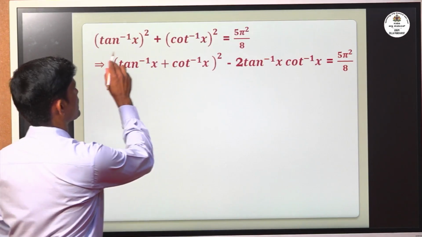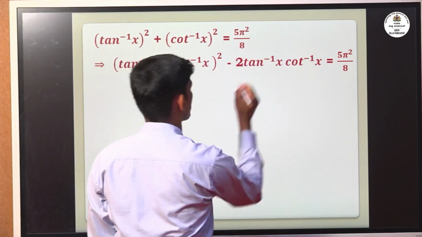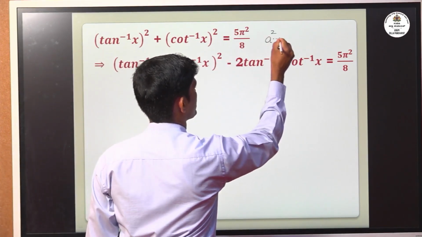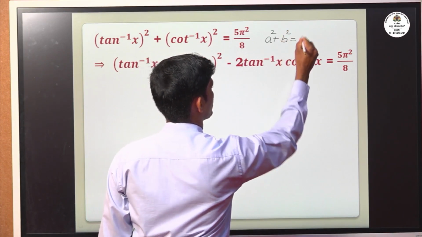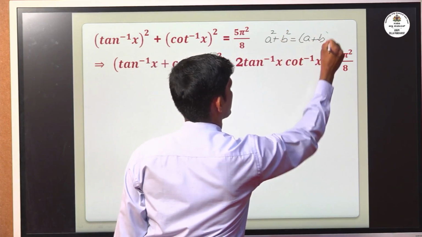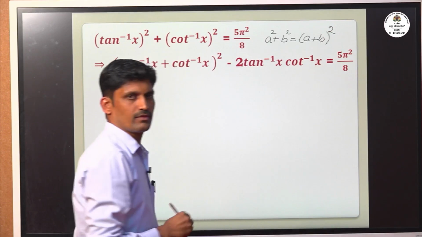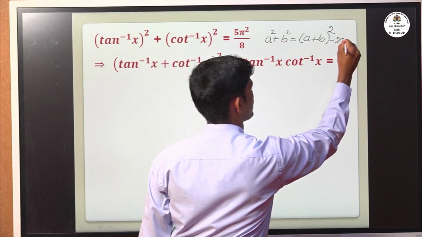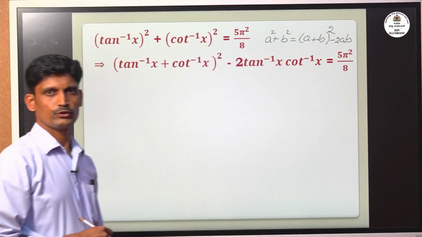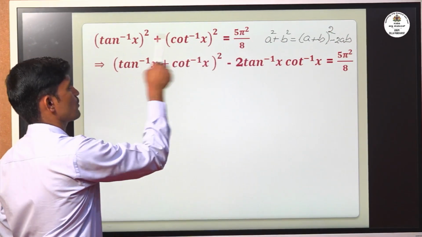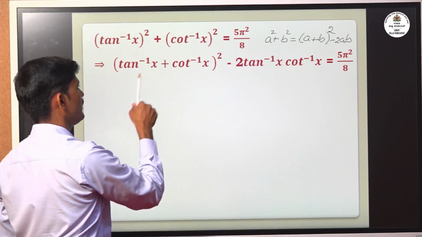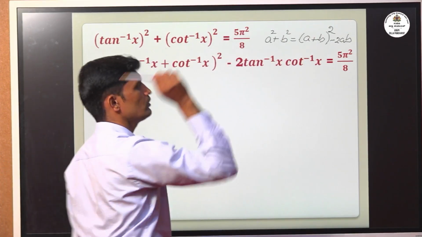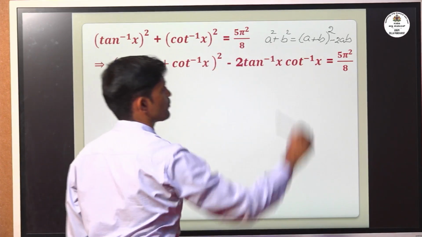Okay, this is a plus b whole square. A square plus b square can be written as a plus b whole square minus 2ab. A plus b whole square is a square plus b square plus 2ab, so on the other side it is minus 2ab. So use this formula. Tan inverse x whole square plus cot inverse x whole square, that is tan inverse x plus cot inverse x whole square minus 2 into tan inverse x into cot inverse x is equal to 5 pi square by 8.